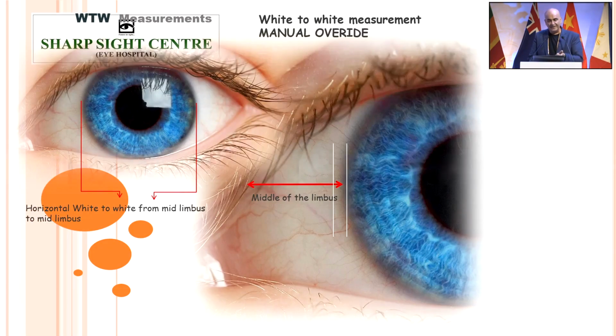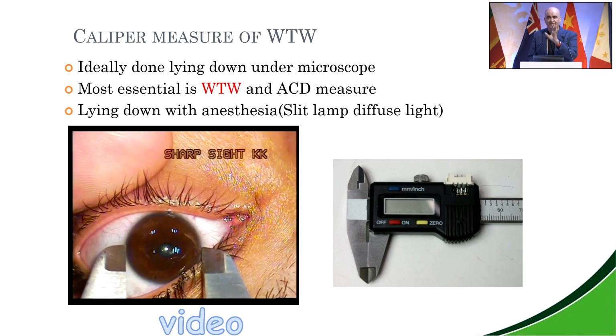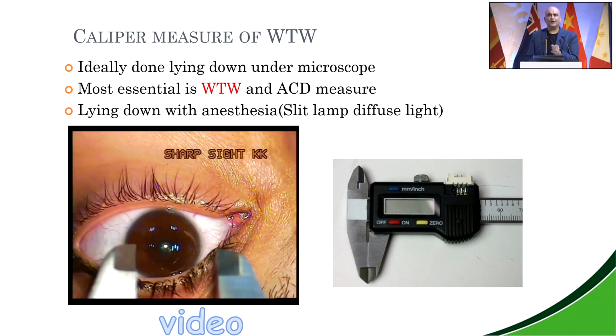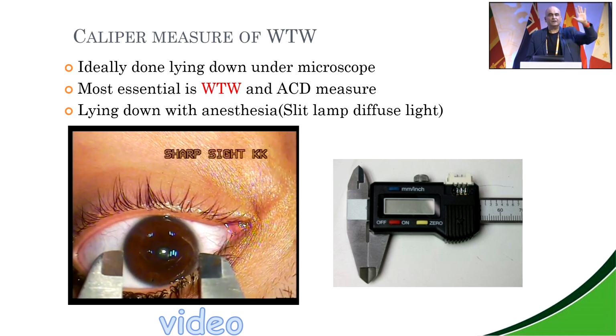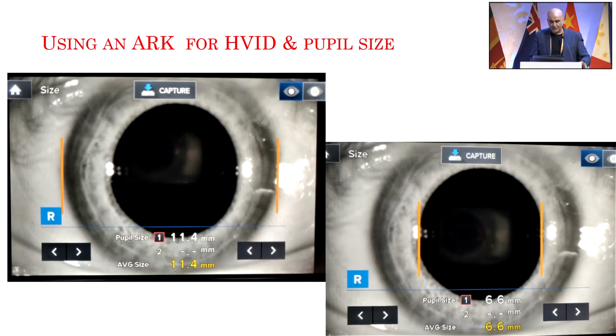White to white measurement using the vernier caliper. Of course, this is very easy. This is a very cheap and simple instrument. Use this to confirm what reading you got on your biometer, autorefractokeratometer image. This can serve as a counter check. You can measure this. This is how you use the autorefractokeratometer.